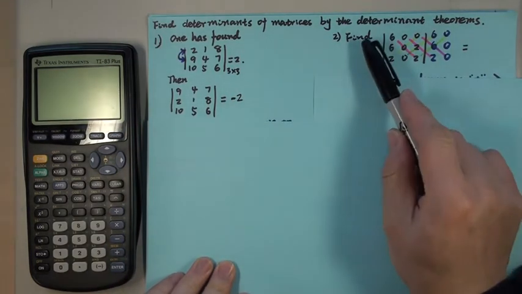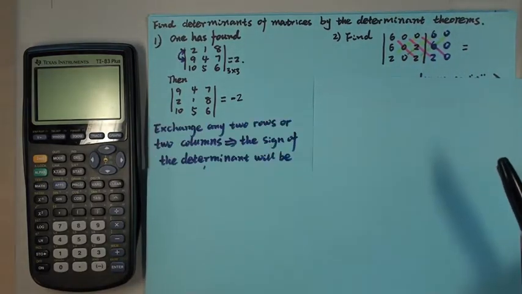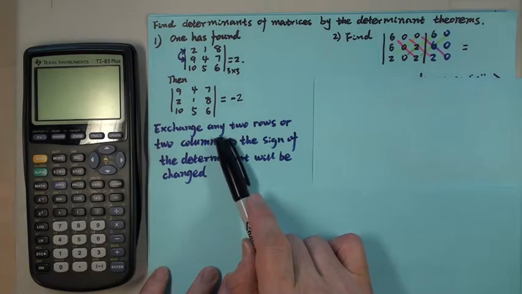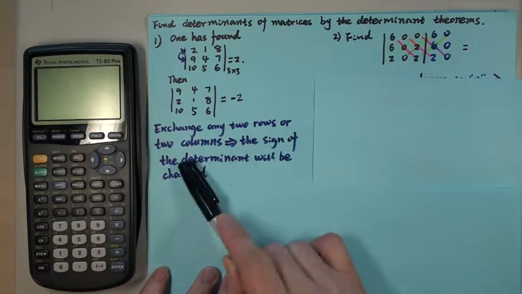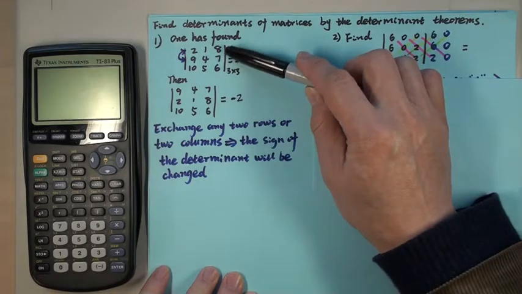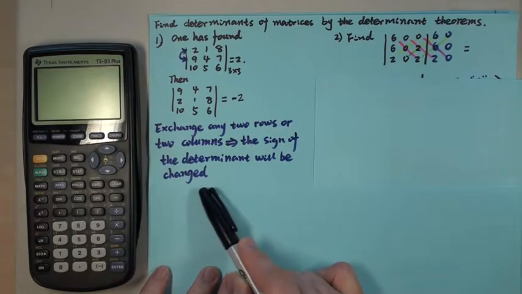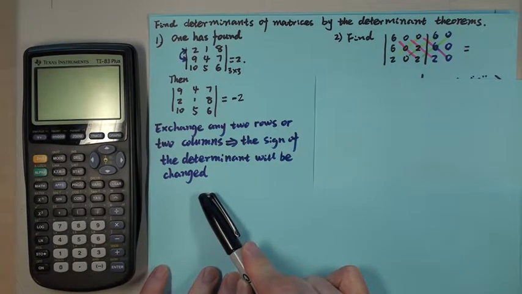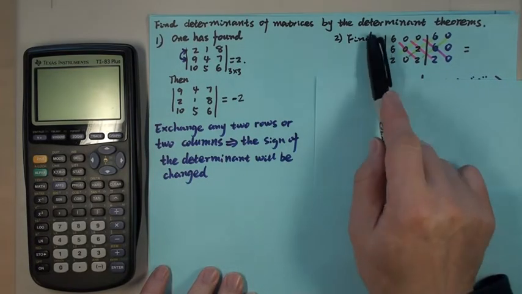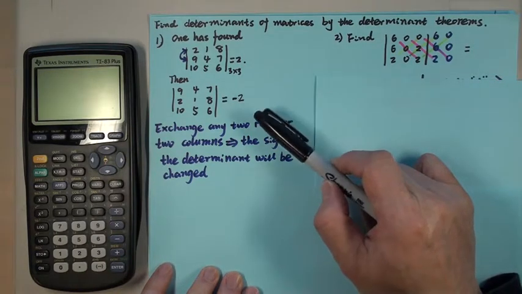Why? Because by the determinant theorem, what does it say? It says that if you exchange any two rows or two columns, it doesn't matter, then the sign of the determinant will be changed. So the first one is a pretty trivial one, if you know the determinant theorem. If you don't know, your life is hard.